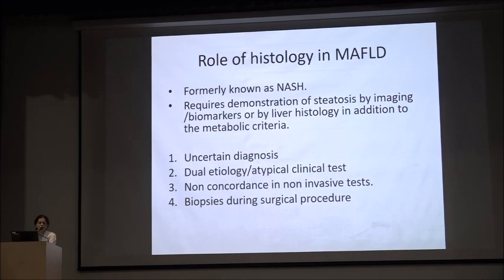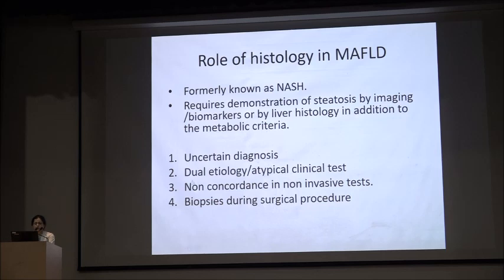So MAFLD, we all know, was formerly known as NASH, and by definition it requires demonstration of steatosis either by imaging or by liver histology. Apart from demonstration of steatosis, the liver biopsy role comes into play when there is uncertainty about the diagnosis, when we are not sure that what we are dealing with is actually NASH or not, or when we are suspecting an overlap with some other disease like an autoimmune one, or when there are atypical clinical tests, like undue elevations in transaminases, which cannot be explained just by the presence of NASH.